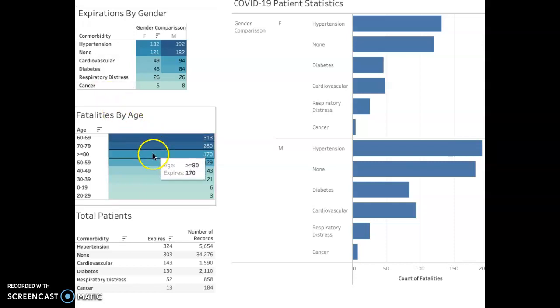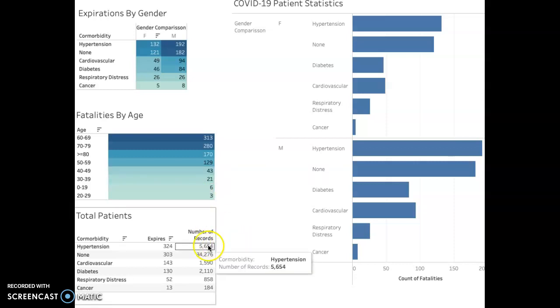From the data that we obtained, the younger people did contract COVID-19, but they weren't dying from it. That has changed drastically now that we know, but this is from the research that we have here. The total patients that we have, out of 5,000 patients, 324 people with hypertension passed away.